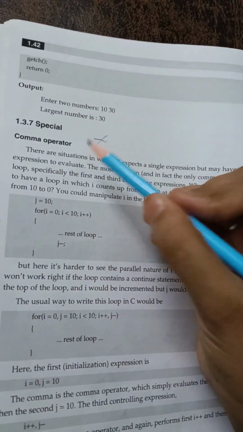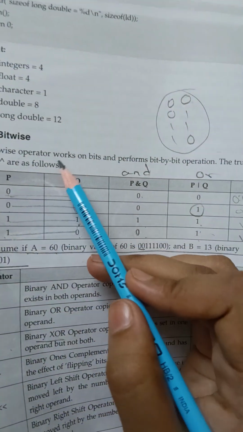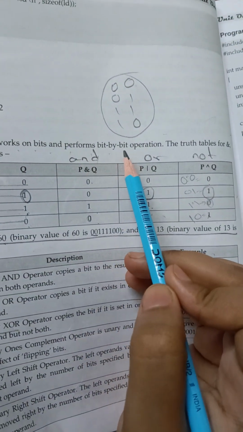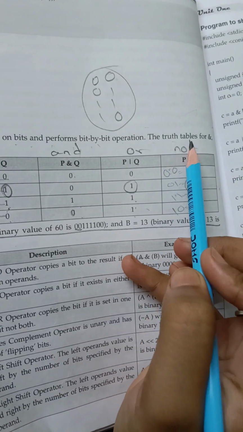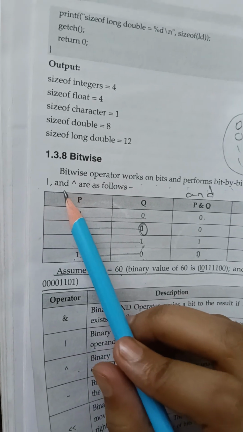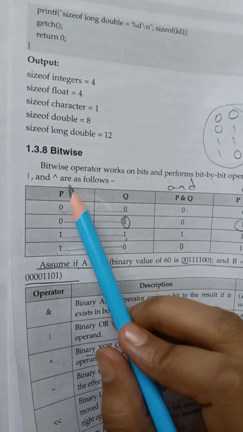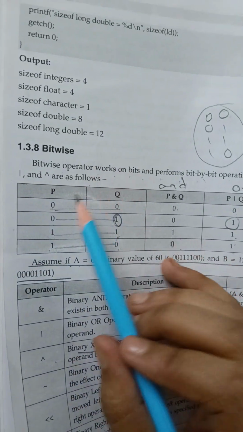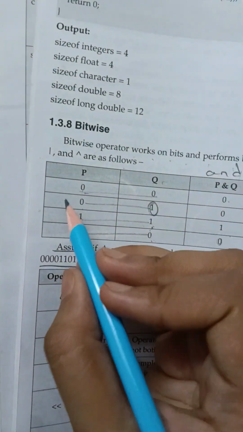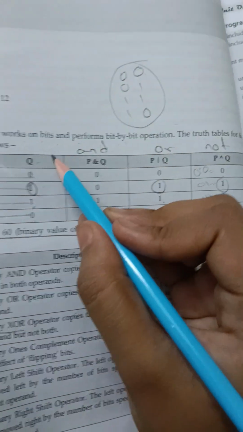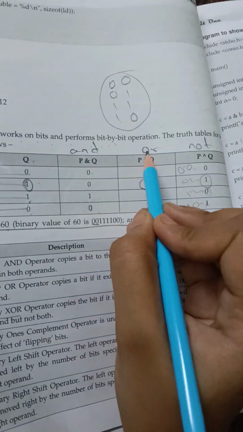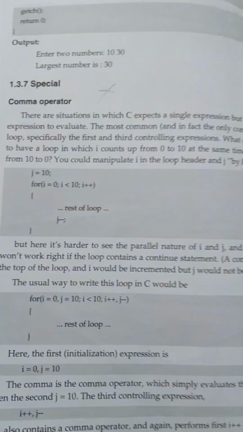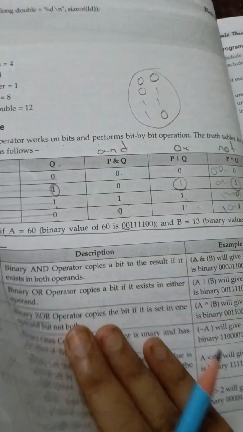If this is not special, then you can simply go to bitwise, I guess. Yes, bitwise. The bitwise operator works on the bits and performs bit by bit operation. The truth table for and, or, and not operators is as follows, for P and Q. So for that we have to check and, or, not. I have already explained the and, or, not just now.